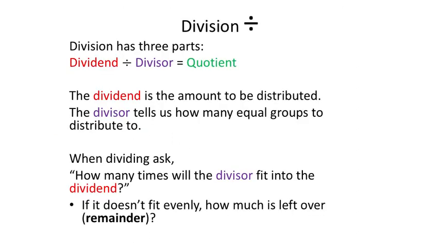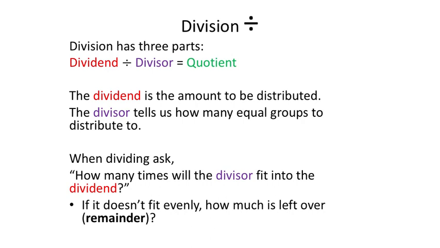So division has 3 parts, which I think my classes go over in the first semester. You've got a dividend, that's the first number in a division problem. Then it's divided by a divisor. You'll hear me use this vocabulary often. In fractions, this is the numerator, and this is the denominator, and the quotient is always the quotient.